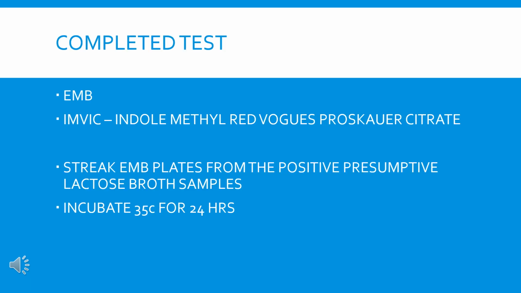Now we move on to your final test, which is your completed test. We use here your EMB agar or your eosin methylene blue agar, your IMVIC test also, which contains your indole, methyl red, Voges-Proskauer, and your citrate. So again, after streaking, you have to incubate it at 35 degrees for 24 hours.